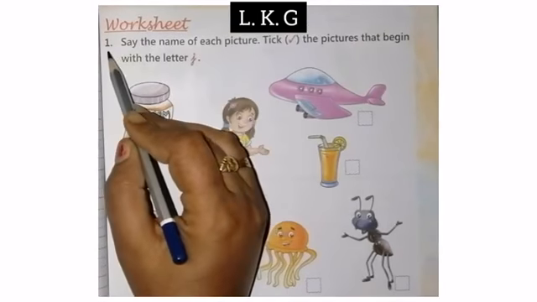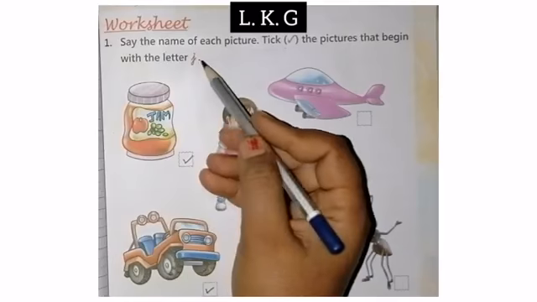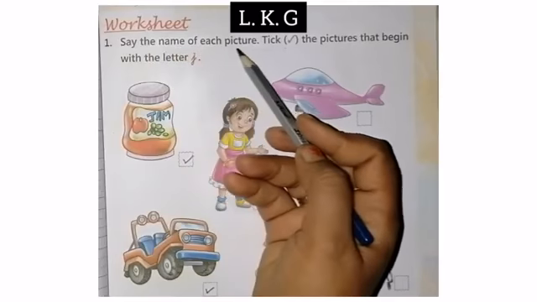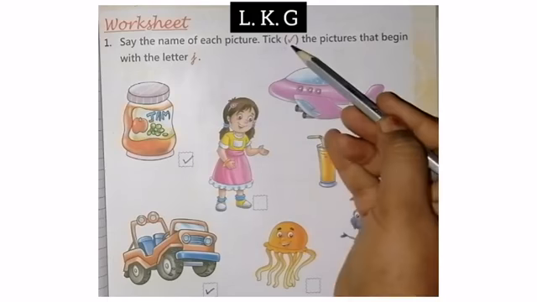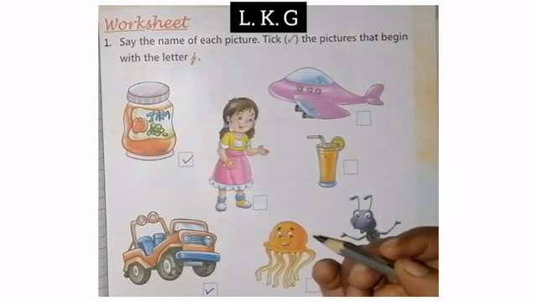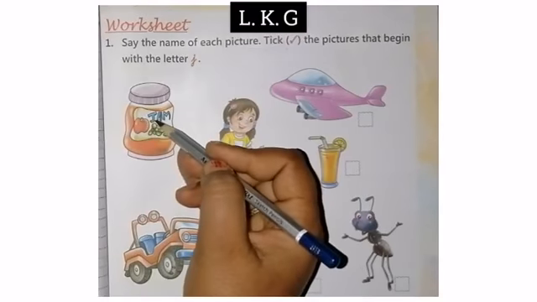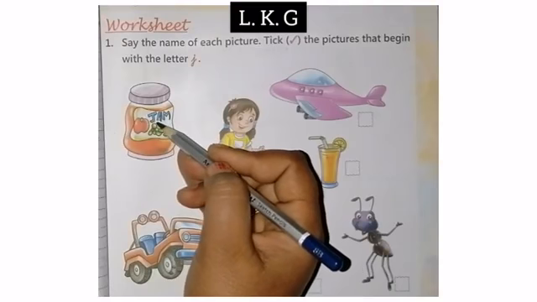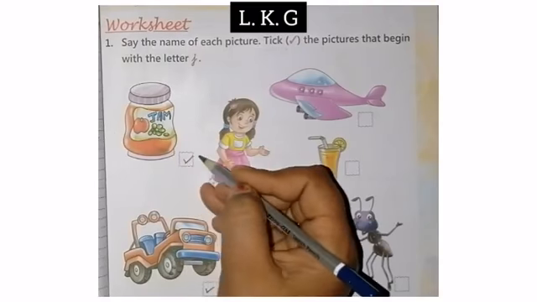Worksheet number 1. Say the name of each picture. Tick the picture that begin with the letter J. Aapko har picture ka name bolna hai. Tick the picture that begin with the letter J, aur us picture par tick karna hai jo J se start hota hai. For example, what is this? It is a jam. It is starting from J. That's why we will tick here.